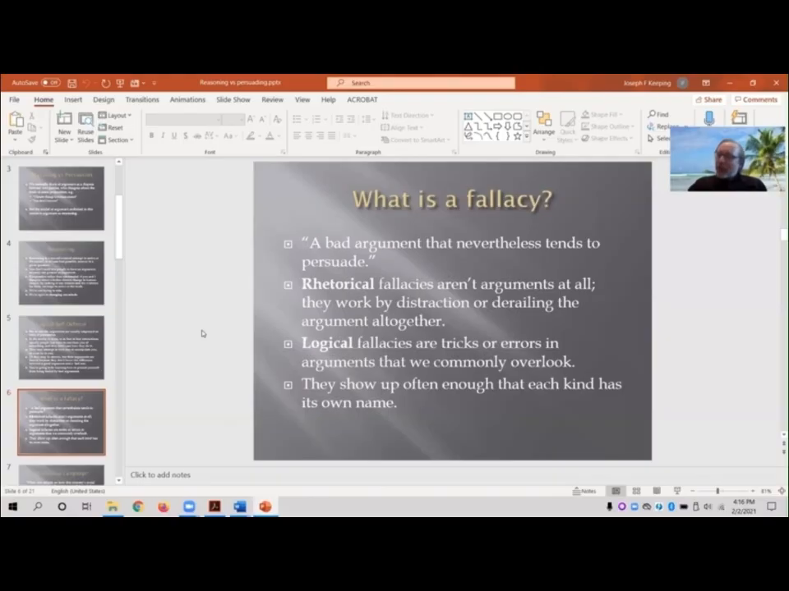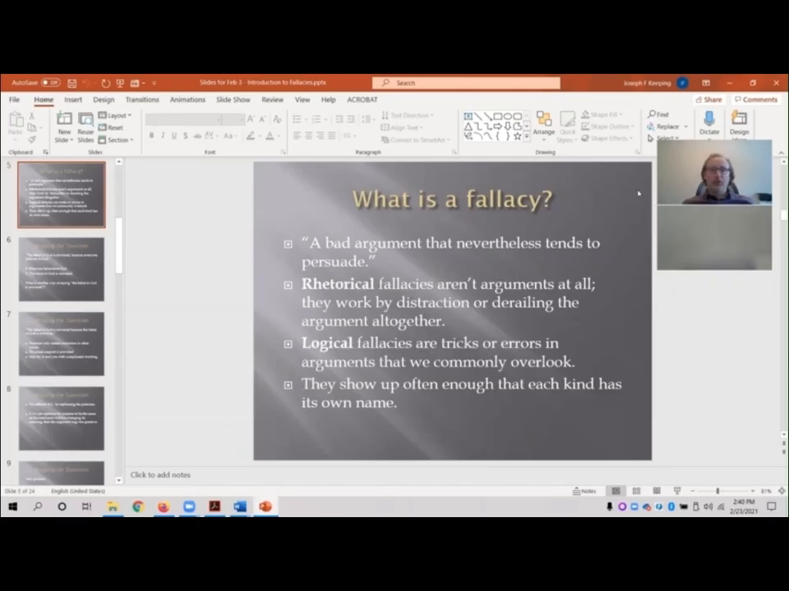Which brings us to the topic of fallacies. It's pretty hard to give a really good formal definition of what a fallacy is. So here's an informal definition. One way of describing what a fallacy is: a bad argument that nevertheless tends to persuade.